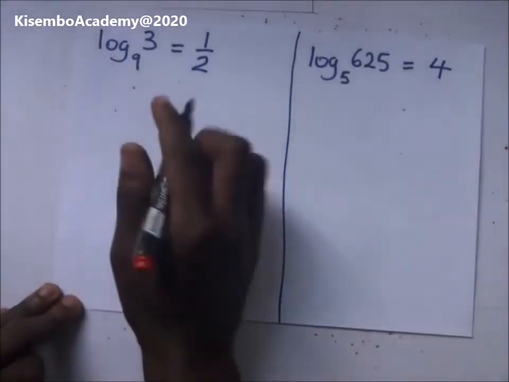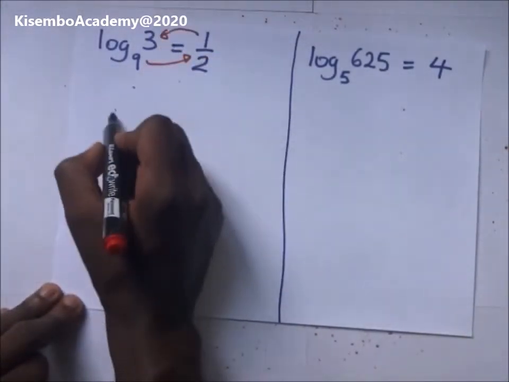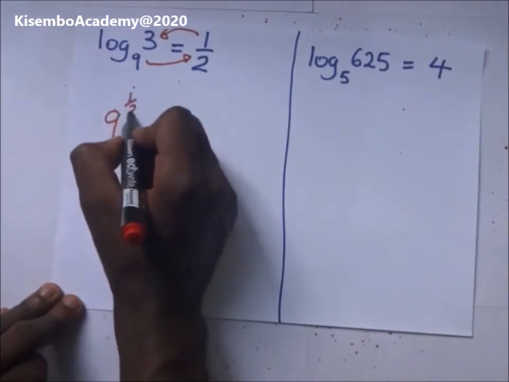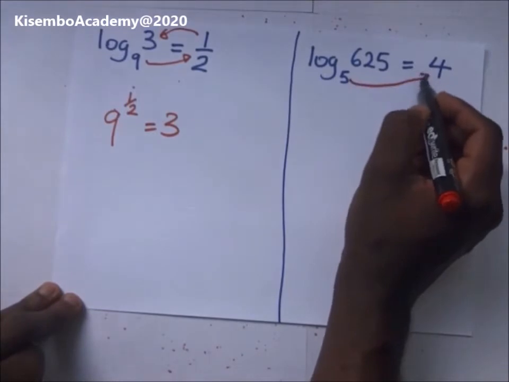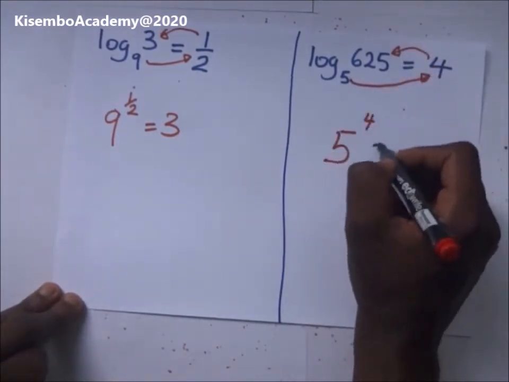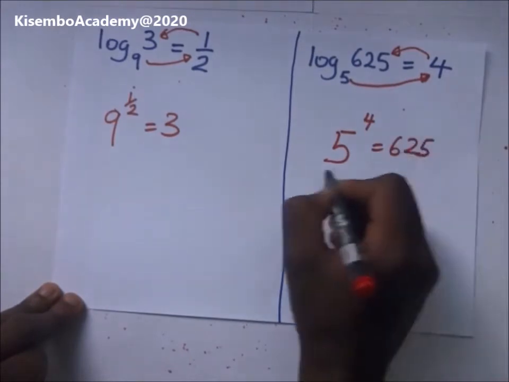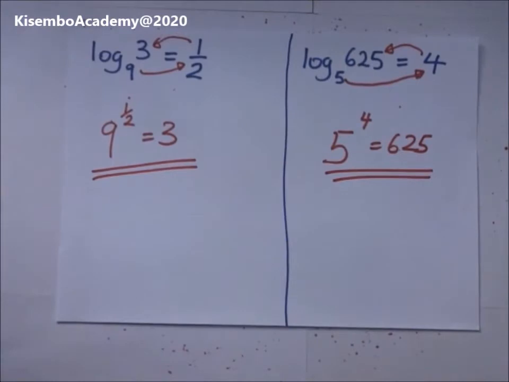Then also, just like before, it's going to be 9 to the power half is equal to 3. And also here, it's going to be 5 to the power 4 is equal to 625. So it's 5 to the power 4 giving us 625. So that's how you're going to juggle between logarithms and indices. You can convert an index into a logarithm and return it back to where it was.